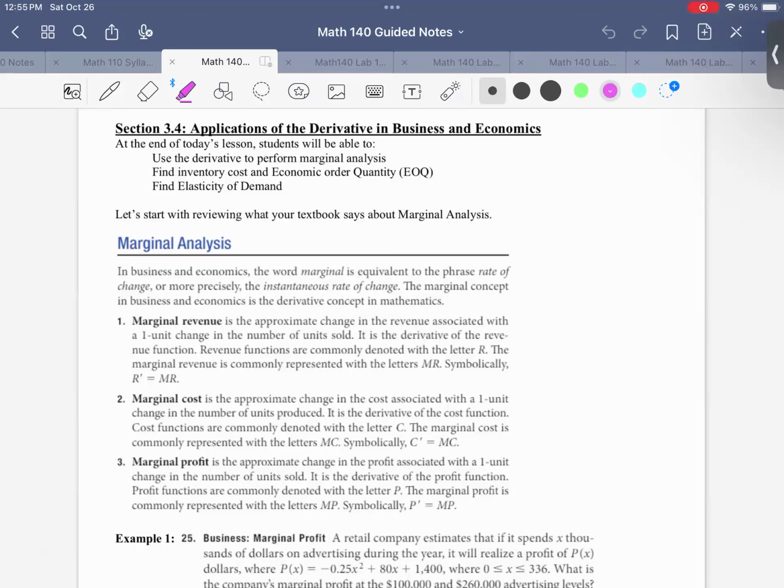So the learning objectives for this section are to use a derivative to perform marginal analysis, find inventory costs using economic order quantity, EOQ, and find the elasticity of demand. So let's go ahead and start with seeing what our textbook says about marginal analysis.